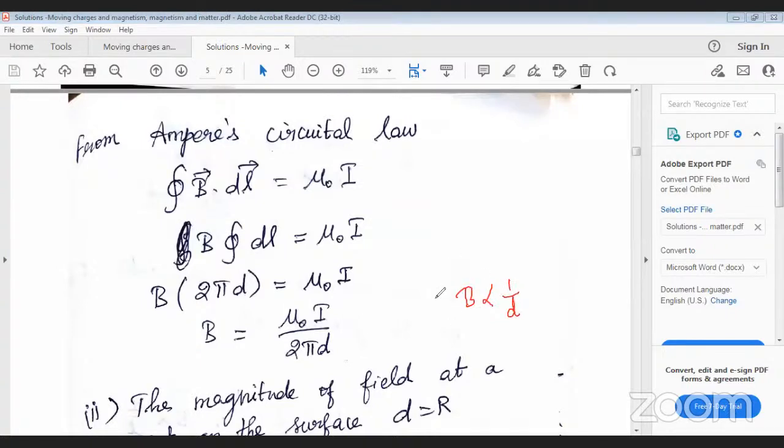Okay, at a point outside the cylinder, that means your d is very much greater than capital R. For that you can see the magnetic field is inversely proportional to d. And now on the surface we have to see. On the surface, what is the equation?